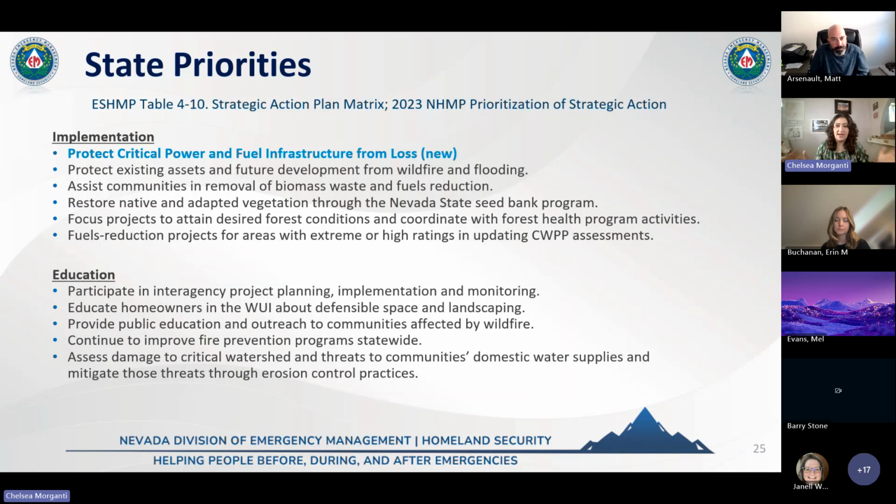where you can look up and see all of the different priorities that were identified by the state as goals, which includes protecting assets from wildfire and flooding, assisting communities in the removal of biomass waste and fuels reduction. Obviously, with the number of impacts you all have experienced this year, fire mitigation is a huge focus for the state. We want to restore native and adapted vegetation throughout the state, utilizing the Nevada State Seed Bank program. We want to focus on projects to attain the desired forest conditions. That's also a huge focus.